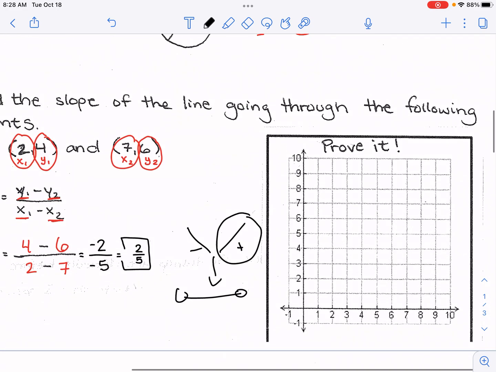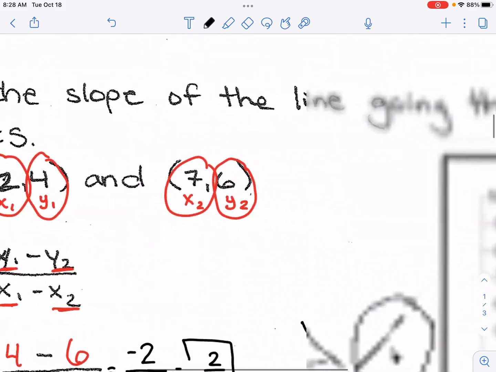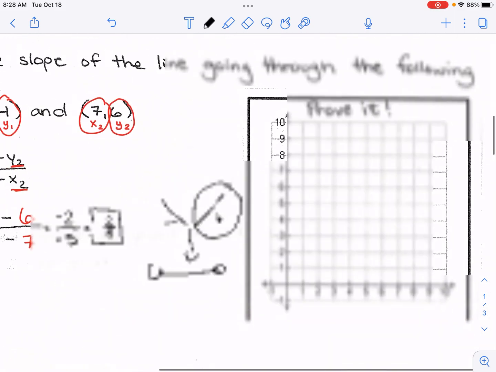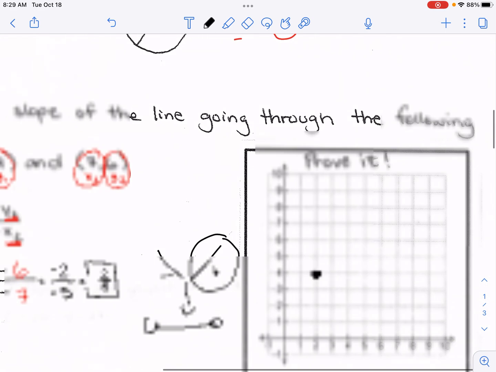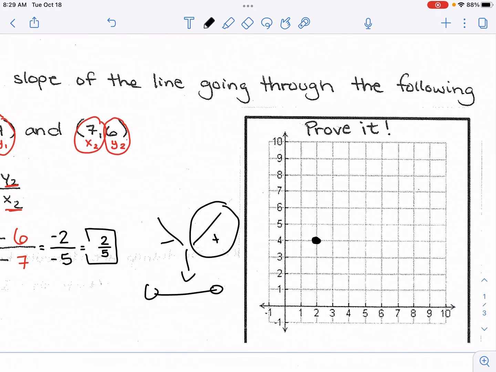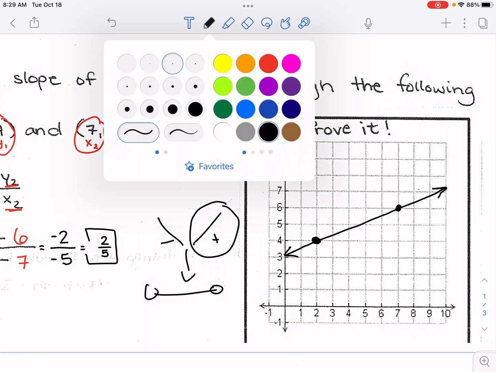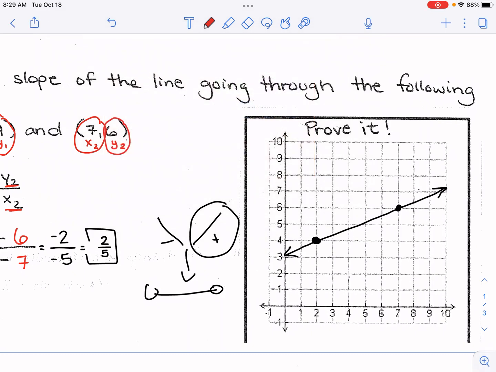But let's graph both points here. (2, 4) is 2 right, 4 up. That's right here. (7, 6) is 7 right, 6 up. Okay, we're going to draw a straight line connecting those 2 points. And I'll try to do my best here. Okay. All right, and then if we find the slope of the line, I'll find the rise and run.